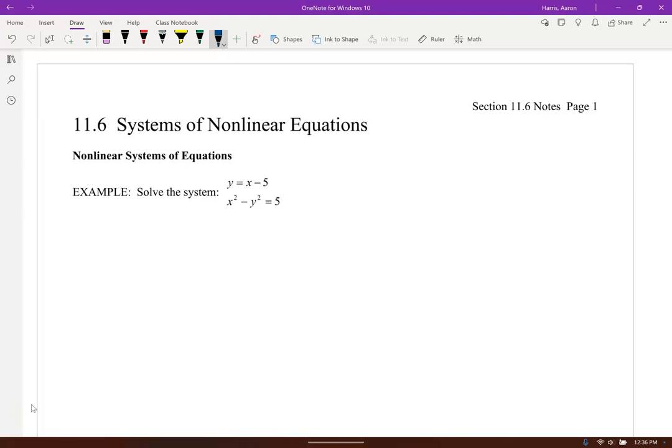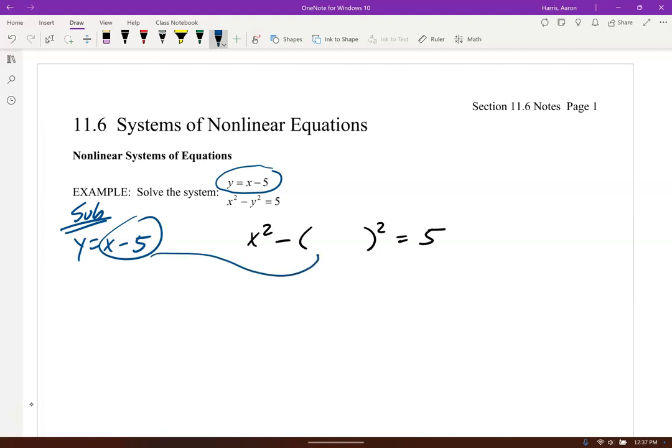But let's take a look at this first one. In this one, I'm looking at it and I'm like, gosh, should I use elimination or substitution? Well, I notice in the first one, y is already solved for. I already have y is equal to x minus 5. So what I'm going to do, this is by substitution, I'm going to take that second one, x squared minus y squared, and plug that y in. Here's my y. I'm going to plug it in.